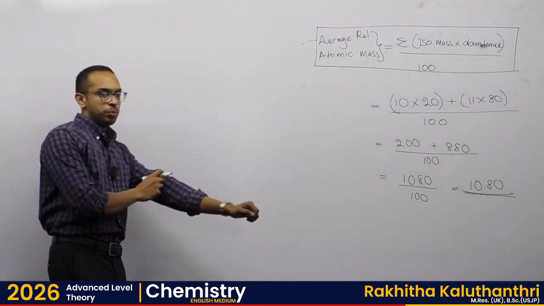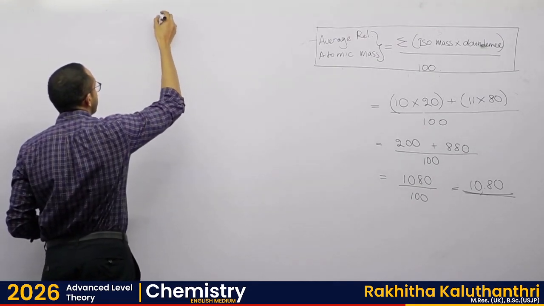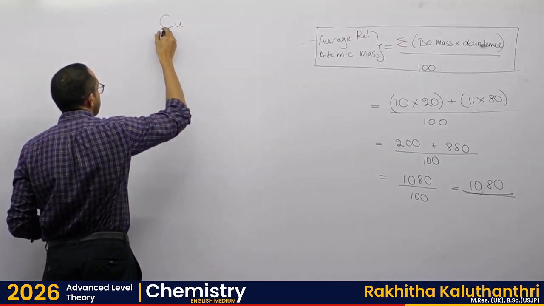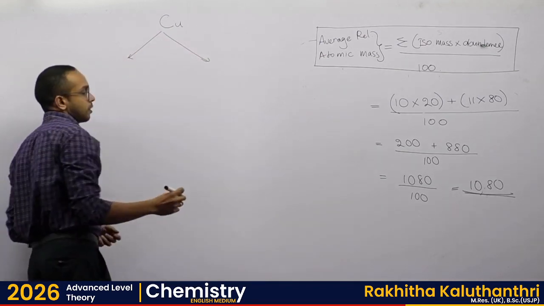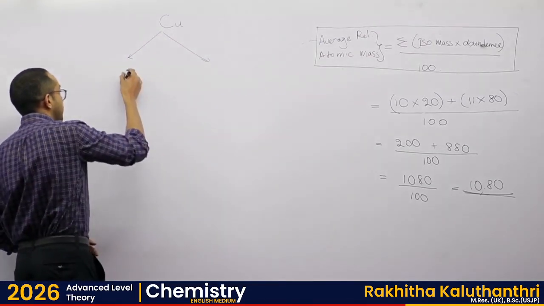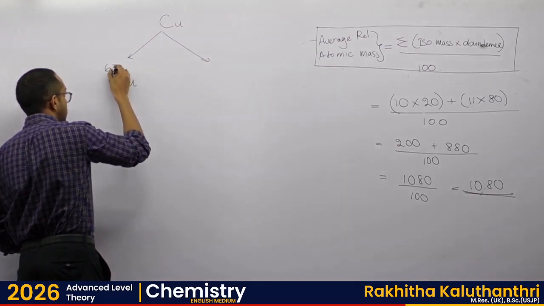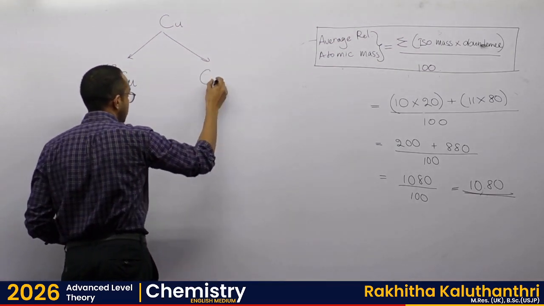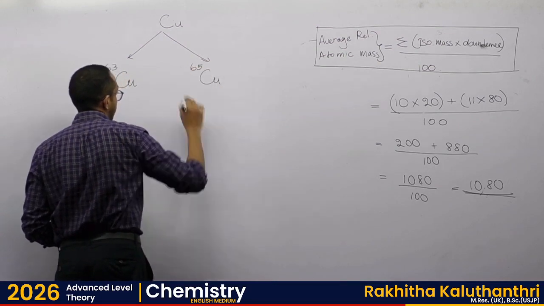Now I would like to make a simple point a bit clearer to you. So we have copper, right? Copper has mainly two isotopes, right? We have copper 63 and we have copper 65.